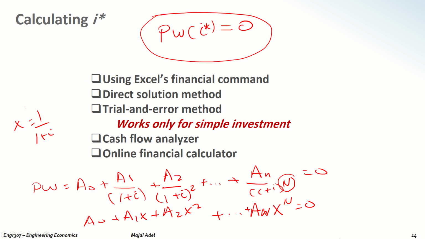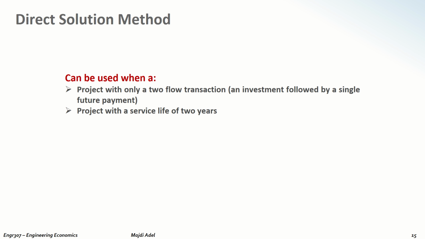You can use software, you can use the financial calculator in Excel, you can use cash flow analyzer software, or you can use online financial calculators to find the internal rate of return for any project. Direct method solution can be used for a cash flow that has a service life of 2 years, or for a project that has only two transactions, one cash outflow and one cash inflow.